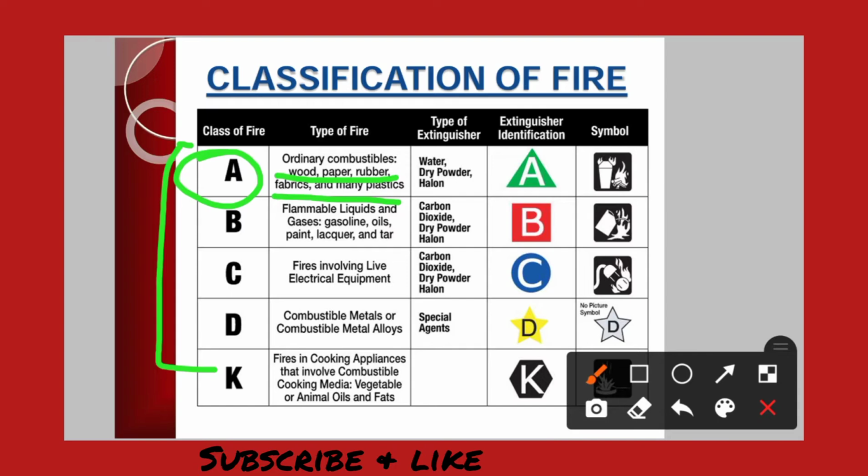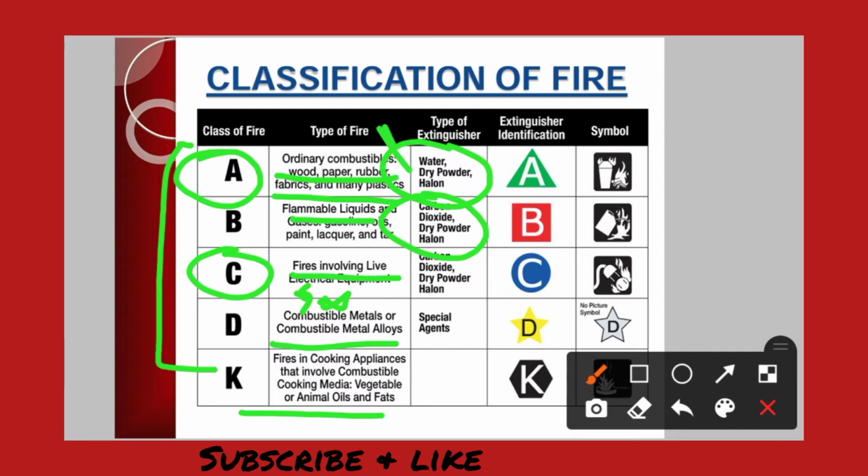Basically here it is given flammable liquids and gases in one, but actually according to Indian specifications it would be gases. And class D will be combustible metal alloys, and class K will be fires in cooking appliances. So you can see the type of extinguishers we can use for each type of fire. For the first one we are using water and dry powder halon. For the second one we are using carbon dioxide, dry powder halon. Third one CO2, dry powder halon.